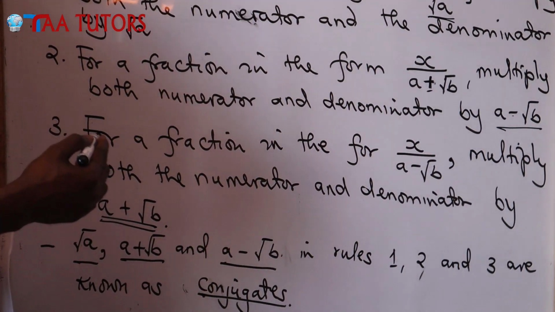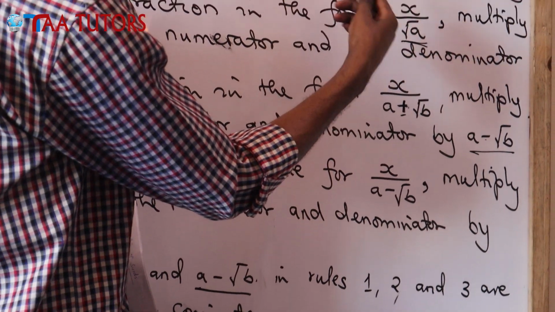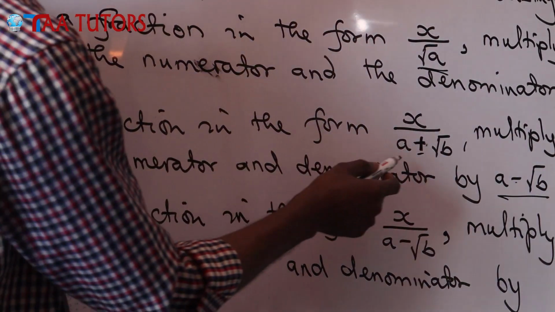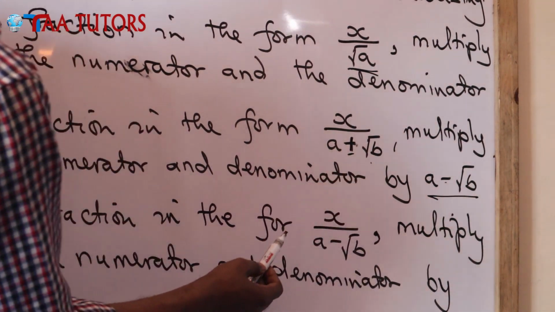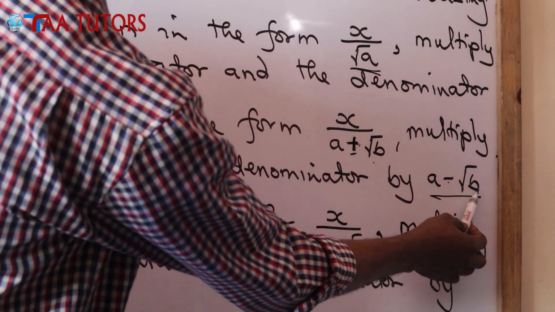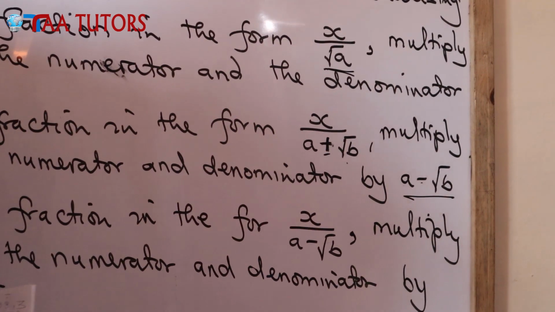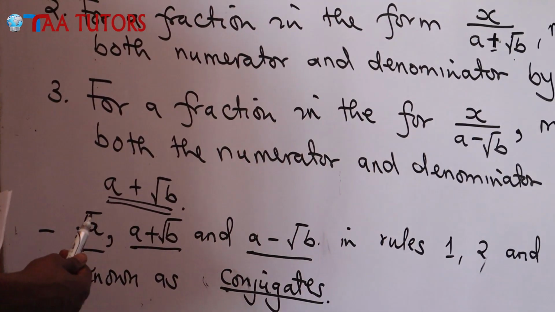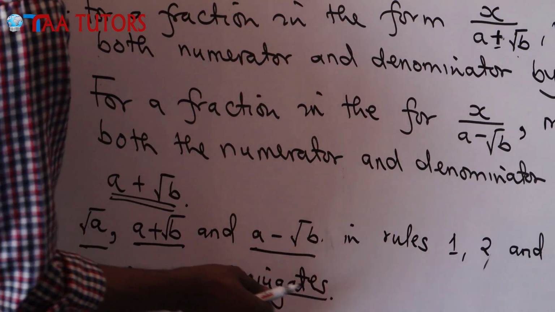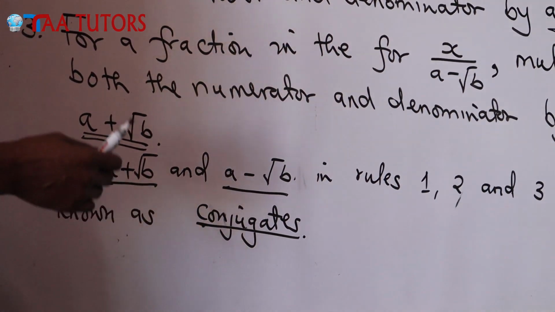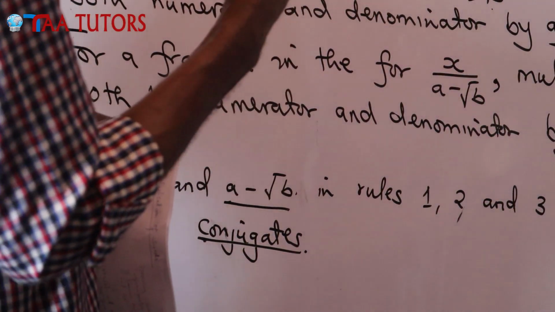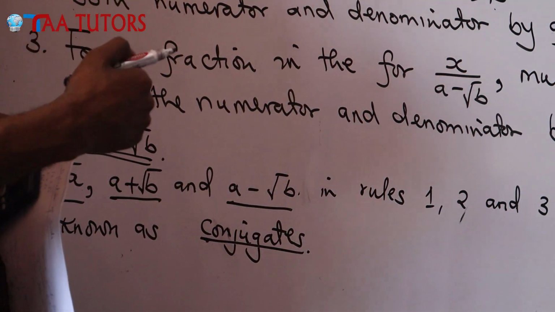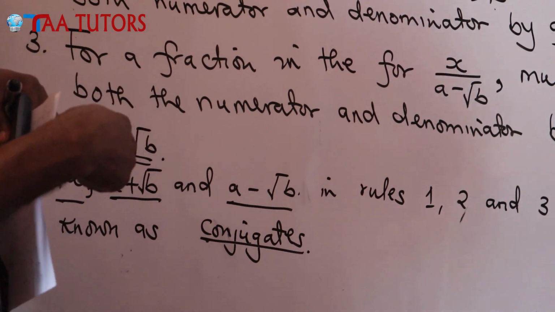So these are the numbers that we have to multiply with the denominator to remove the surd: surd A in rule 1, A minus surd B in rule 2, and A plus surd B in rule 3. We call them conjugates of the denominator. So if you don't choose the right conjugate, you can't rationalize the denominator. That is something you have to remember. If you don't choose the right one, you can never remove that surd from the denominator.